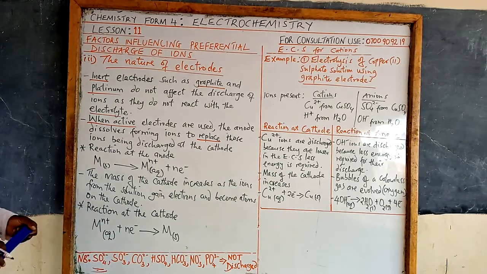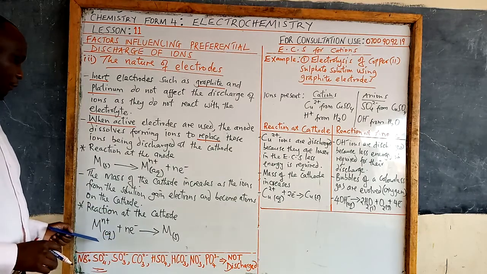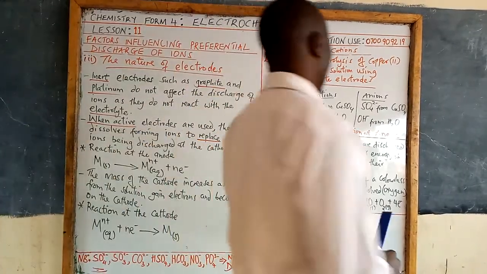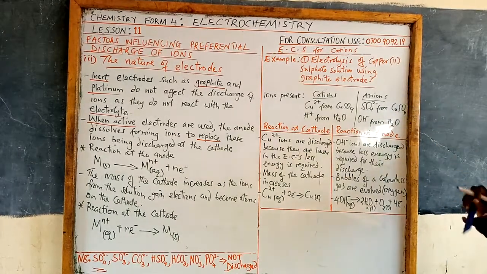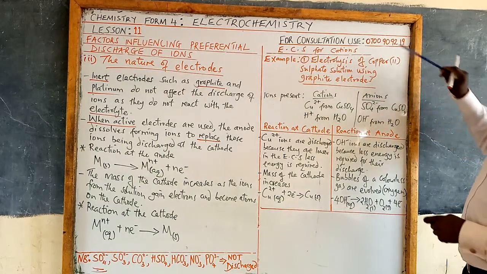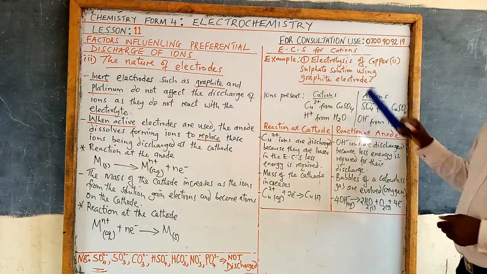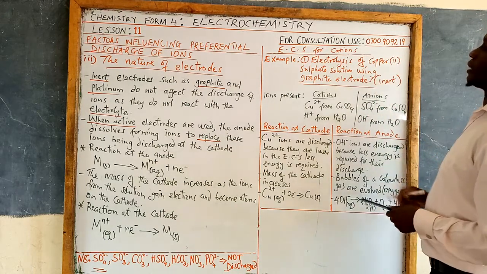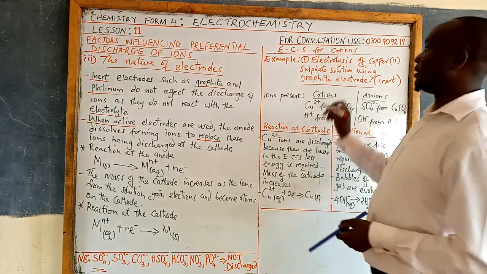Now the best way to illustrate that point is to look at two examples. First, the electrolysis of copper 2 sulfate solution using graphite electrodes. These are inert. Then we are going to look at the same, but this time we are going to change the type of electrodes. Instead of using graphite, we are going to use copper electrodes, which now act as the active electrodes.